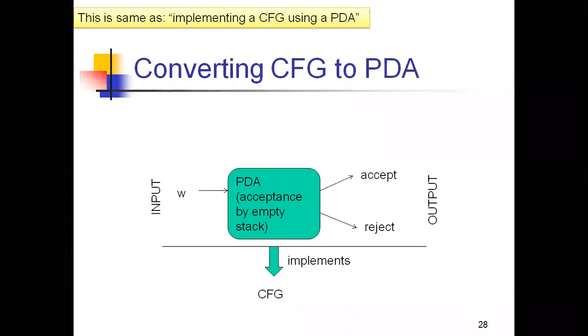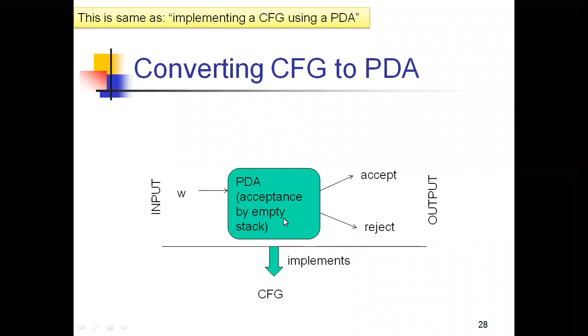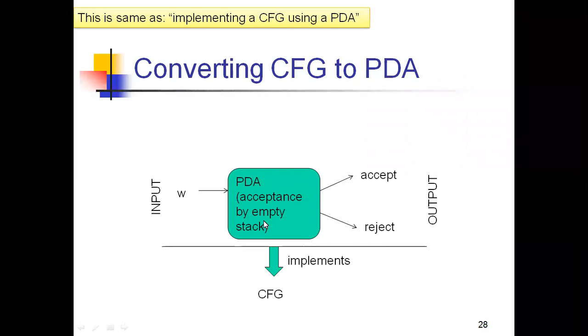This is the concept of converting CFG to PDA, which is the same as implementing a CFG using a PDA. This can be called a block diagram or a model of converting from CFG to PDA. Initially, we take an input in the form of a string, and here we are doing PDA acceptance by empty stack. Finally we give an output whether it is acceptable or rejectable. And in between, we are implementing a CFG.